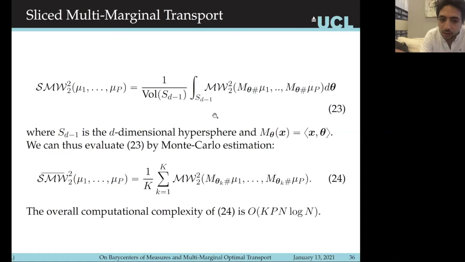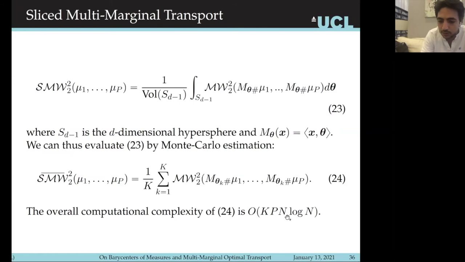To clarify, we compute this expectation over random projections, and we estimate it by Monte Carlo estimation. So we just sample K projections and average this multi-marginal Wasserstein squared. And the complexity in R^d is K P n log n, where K is the number of projections, P is the number of measures, and n is the number of samples. So that's also very highly scalable. We're linear in the number of projections, linear in the number of measures, and n log n in the number of samples.